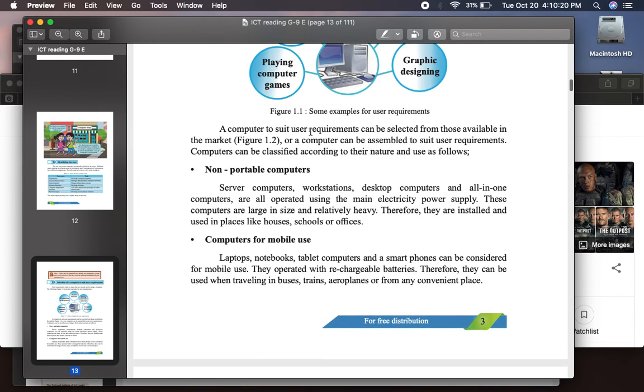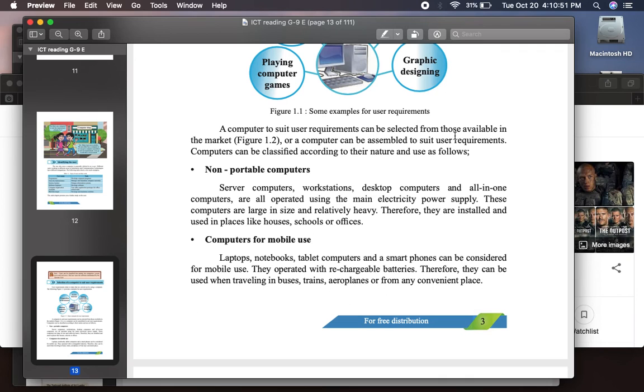A computer to suit user requirements can be selected from those available in the market, or a computer can be assembled to suit user requirements as well. Computers can be classified according to the nature and used as follows. So what does that mean? A computer to suit the user requirement can be selected from those available in the market.